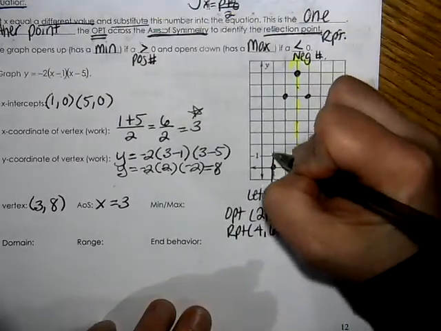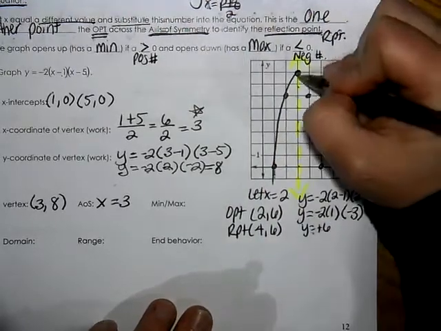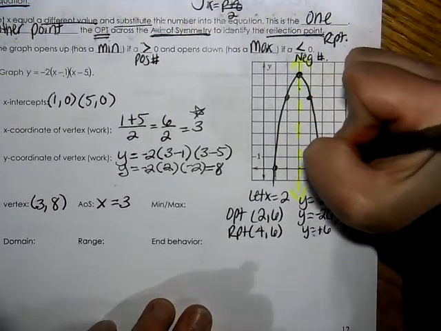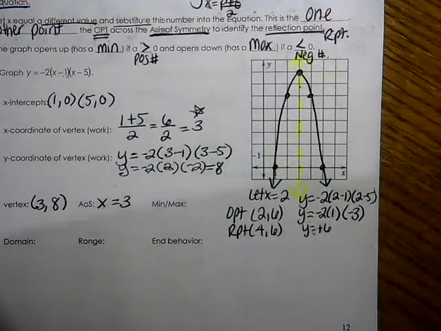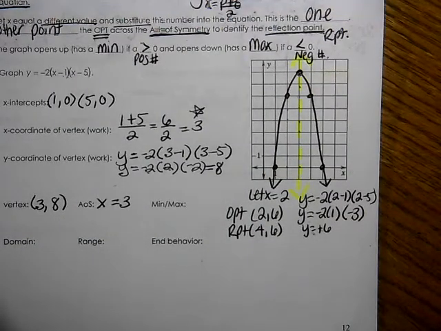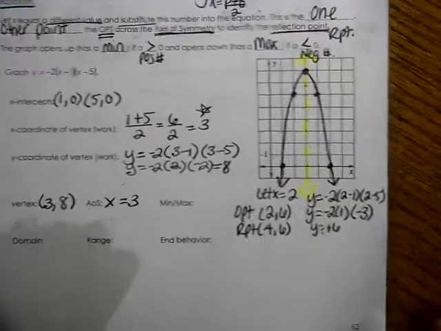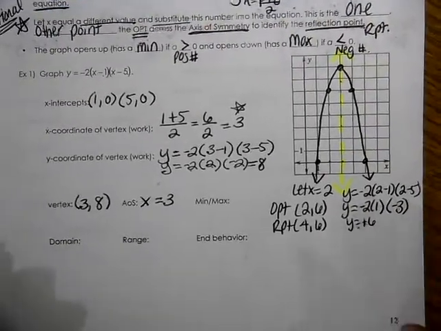Once you have at least 3 points, we are going to draw a really nice curve going through those points. Be careful whenever you have 3 points. A lot of people like to just draw V's. Remember, parabolas are U's or upside down U's.